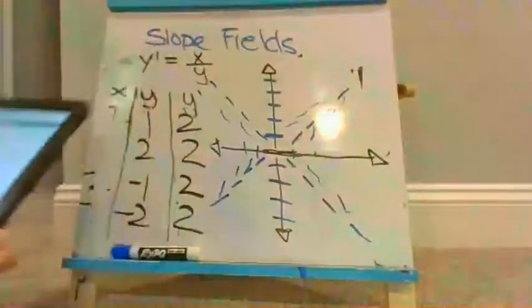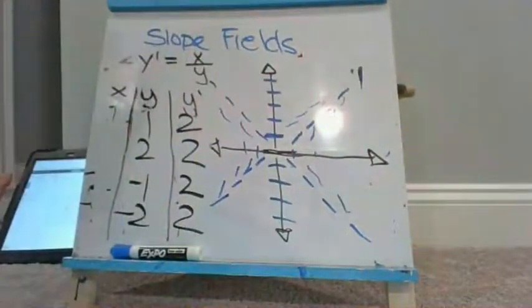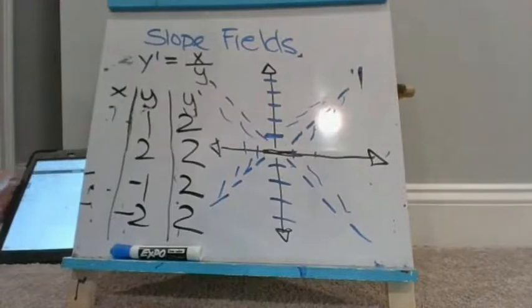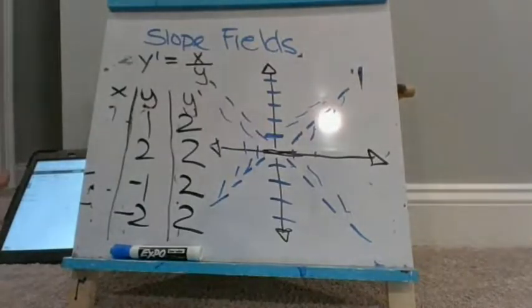And just so you can see what the actual slope field looks like, once you do a whole bunch of points, that slope field is going to look like that. There are slope field generators online, so if you ever wanted to check yourself as you're going through, you can generate a slope field.